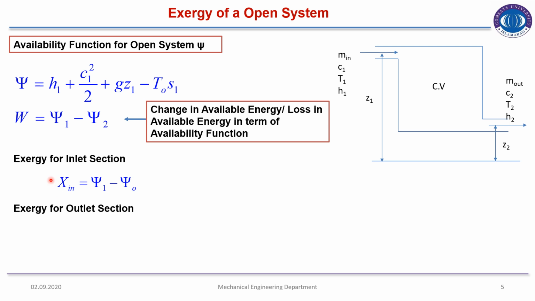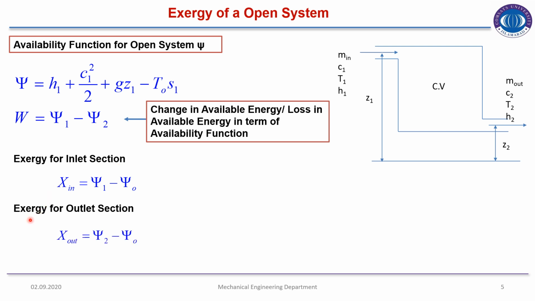as we have discussed, the symbol capital X represents the exergy value. So to calculate the value of exergy at the inlet, we will use the relation X inlet is equal to psi 1 minus psi naught. Psi 1 is the value of availability function at the inlet. So availability function value at the inlet minus dead state availability is equal to exergy for the inlet section.